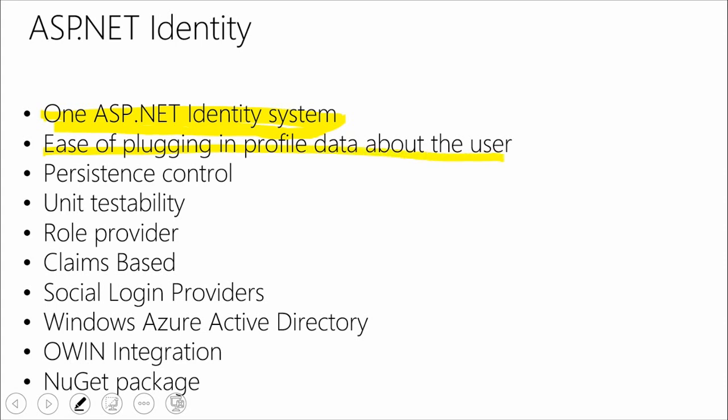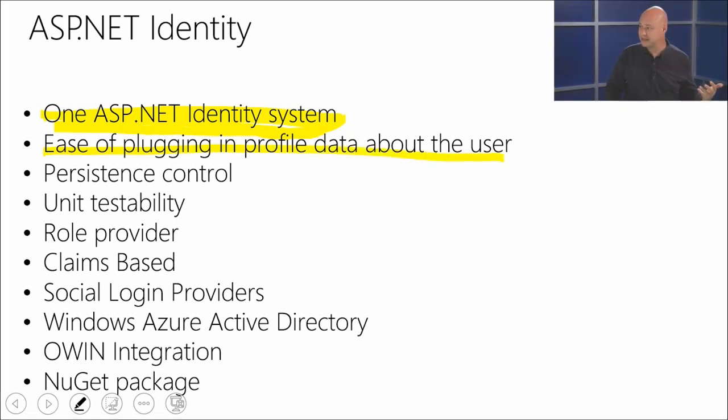Easy to plug in profile data. If you ever tried to plug in profile data to the membership providers, you wish you hadn't. It was hard work, and it stored all the information inside these kind of blobs in the database, and it was really tricky to get at them. Persistence control, meaning you can store the data wherever you want. Unit tests. Like I said, it works with both roles and claims.